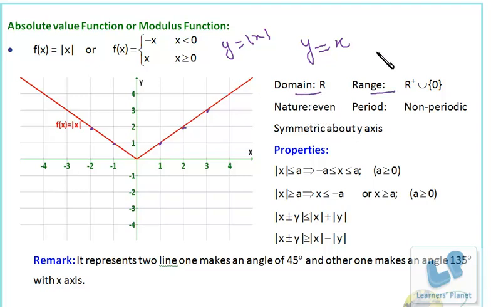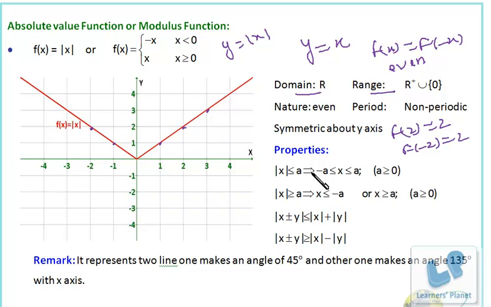Nature: f of x is equal to f of minus x, because if you put x as minus x, you still get the value y, right? So it's an even function. f of 2 is also 2 and f of minus 2 is also 2. That means f of x is equal to f of minus x, hence it is an even function, right?